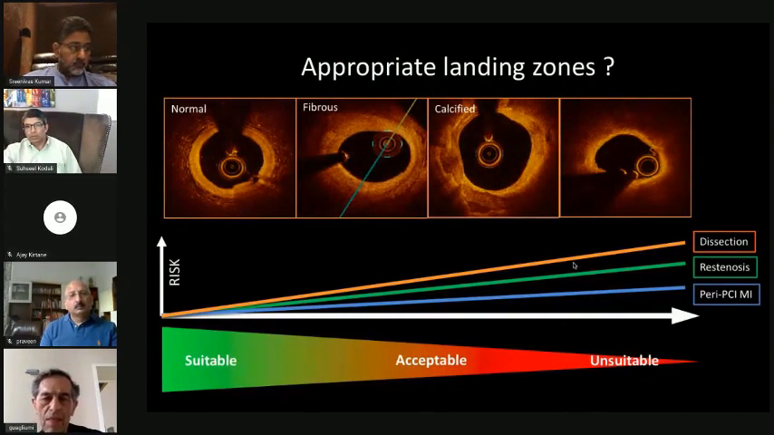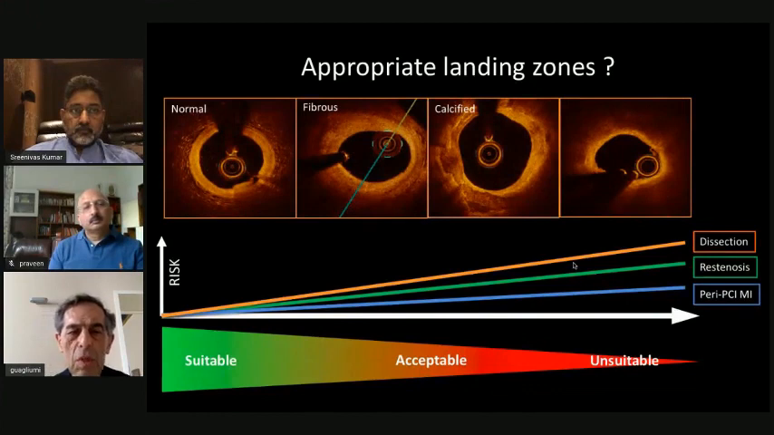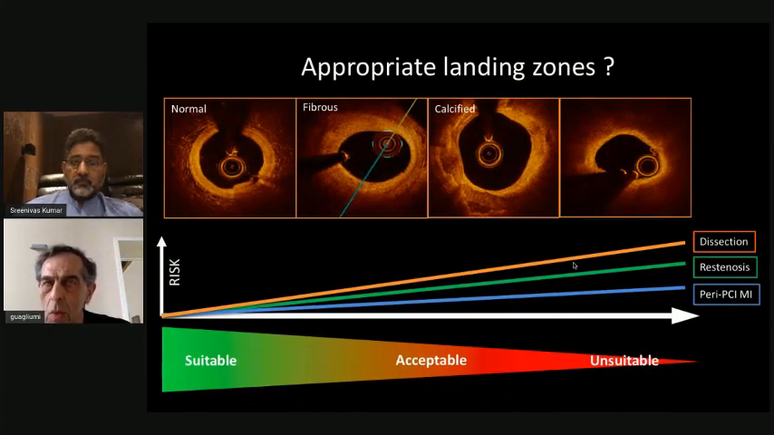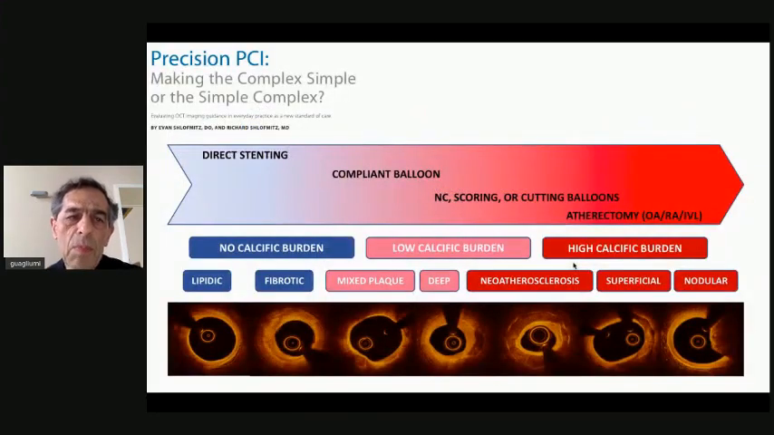Number one is to try to identify the appropriate landing zone, differentiating tissue. And you can see that we can move from what is suitable, normal or fibrous, to what could be acceptable, calcified with a larger lumen, to what is unsuitable for landing your stent, any type of segment that is lipid rich. So the precise PCI is based upon the identification of the tissue. The same that IVUS uses is applied in OCT.